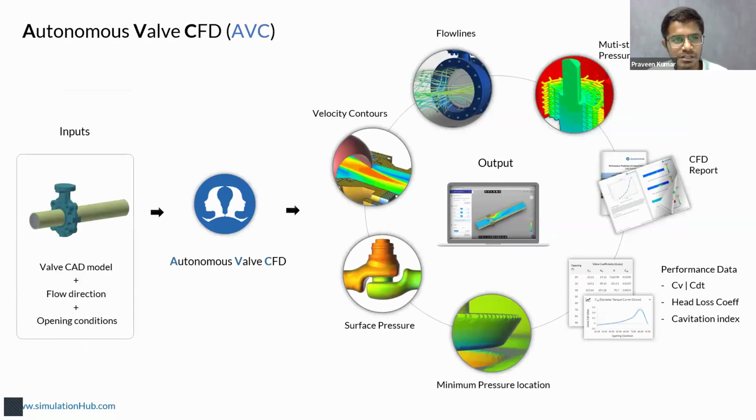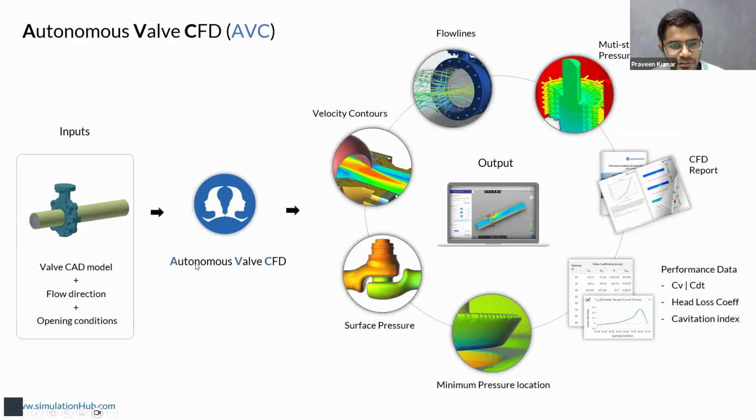So how does the Autonomous Valve CFD application work? It needs very simple, minimal inputs, starting from the CAD model and the flow direction, whether it is shaft side flow or seat side flow, and the opening conditions for which you want to simulate and obtain the results.